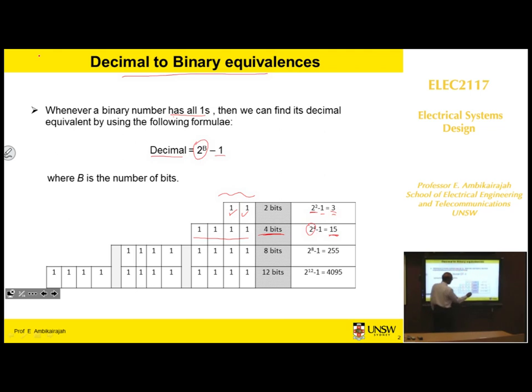Take this one, it is a 12-bit number. There's all ones, 4, 4, 4. So 12 bits. The decimal equivalent of that will be 2 to the 12 minus 1, which is 4095. It's handy to have that understanding. When all bits are 1, then the decimal equivalent is 2 to the power of the number of bits minus 1.